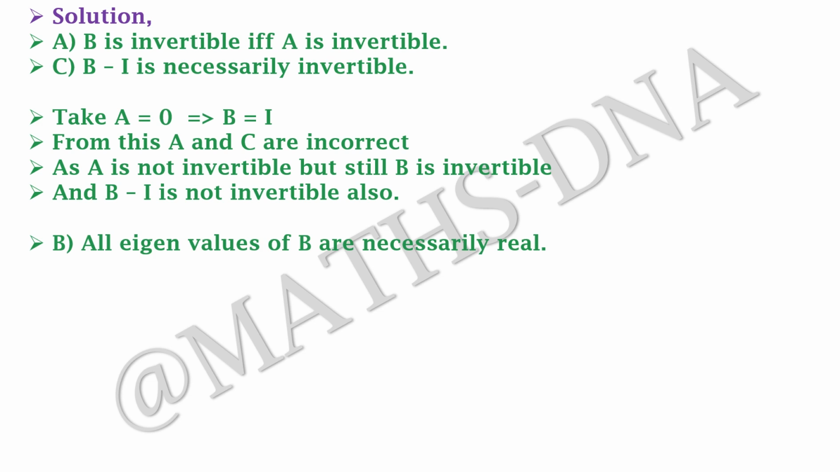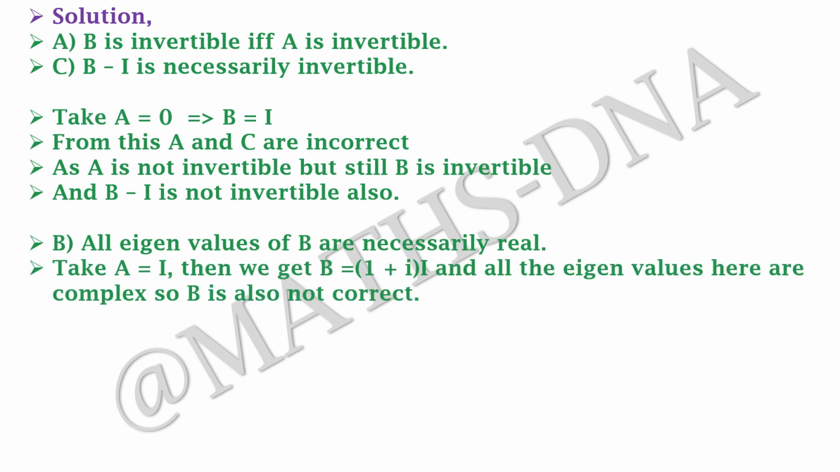Now moving on to our next option, that is option B. It says that all eigenvalues of B are necessarily real. Now suppose A is equal to I, the identity matrix, then we get B equal to 1 plus i times the identity matrix, and all the eigenvalues here are complex. So option B is also not correct, because option B says that all the eigenvalues are necessarily real, but we get complex eigenvalues. Therefore B is not correct.